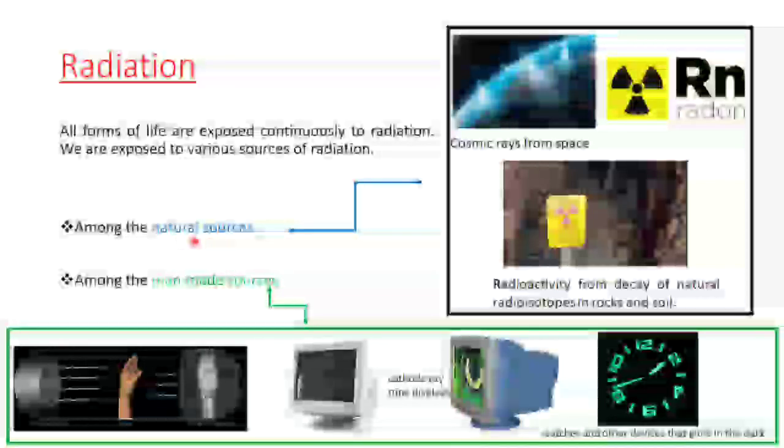Examples of natural sources of radiation include cosmic rays, the ones produced in space and projected onto the Earth. Among the natural sources we also have radon. And we have the radioactivity from the decay, the breakdown, of rocks and soil.